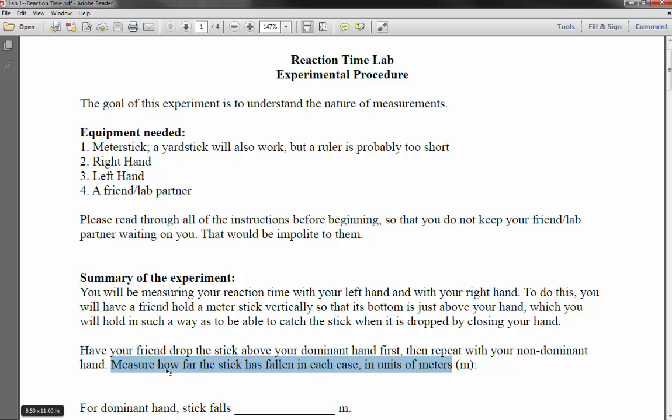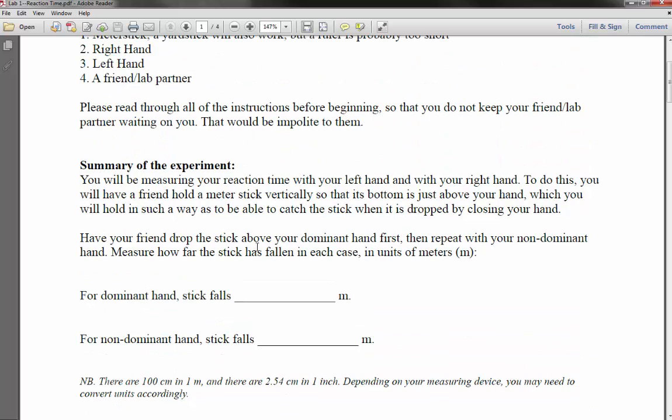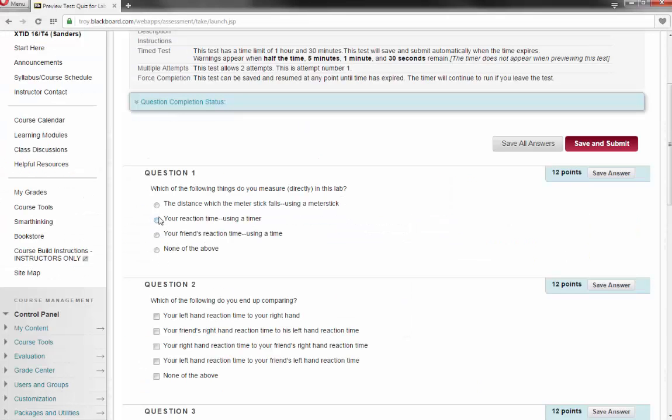So the thing you're measuring is how far the stick falls. From that, you can then calculate a reaction time, but the thing you're actually measuring is how far the meter stick falls. So therefore, the answer is the distance which the meter stick falls using a meter stick.